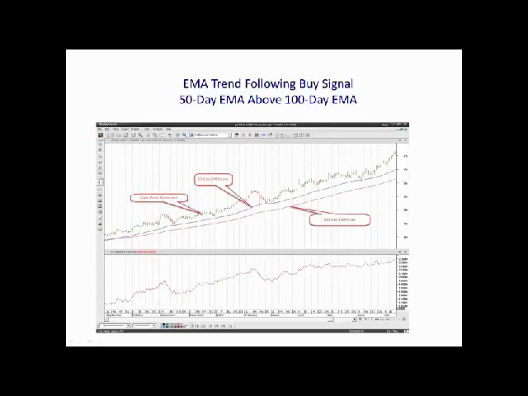So let's look at an example of a buy signal with the EMA system. This is a daily price chart for Cigna, the insurance company. These red and green vertical lines are the daily price movement of Cigna stock. The blue line right here is the 50-day exponential moving average, and the red line is the 100-day exponential moving average. We can see right back here, the blue line actually crossed above the red line. So at that point, Cigna stock was on a buy signal. And as long as the blue line stays above the red line, which is the 100-day, then that stock remains on a buy signal.